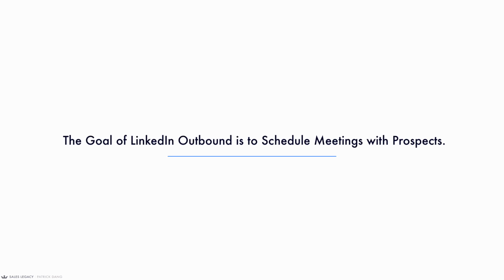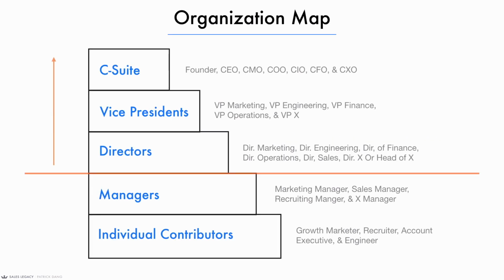Okay, so now that we got that covered, the goal of LinkedIn outbound is actually just to schedule a meeting with prospects, right? That's the only thing you want to do when it comes to LinkedIn. And this is important because LinkedIn is a social media platform. It's easy to get distracted, but just know your only goal here is to get a meeting with prospects, and that is it.